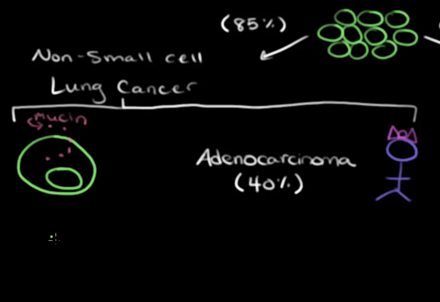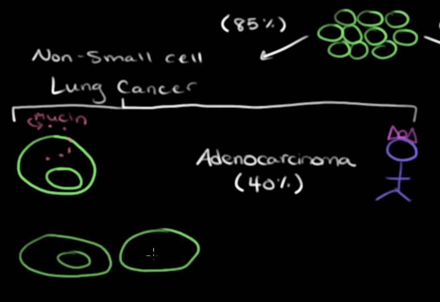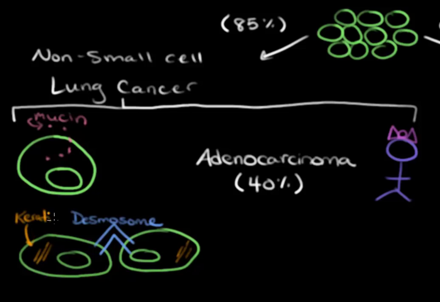For this next subcategory, I need to draw two cells. And they're still large, but they're a little flatter this time. And they're kind of stapled together by these proteins that make up a desmosome. And it helps the cells create a barrier between the airways and the rest of the body. Keratin is also in these cells. This is a lot like the keratin you find in our hair and serves a protective function.